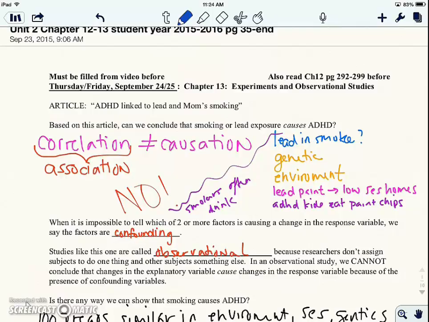We started talking about the ADHD experiment in class. If you weren't there, you need to come and get the article and read it. But we decided, looking at the article, that we could not say that smoking or lead exposure causes ADHD: one, because we didn't do an experiment, and two, because there were many confounding factors.